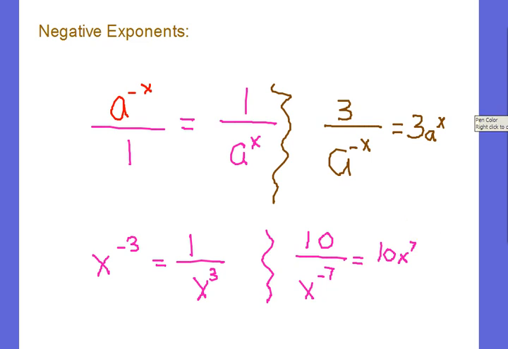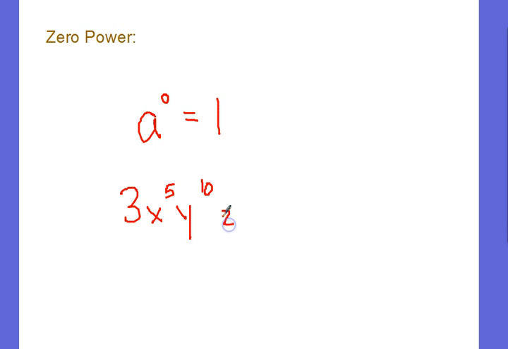Okay? And lastly, one of the probably most missed problems in all of math is anything to the 0 power. So if I have anything in the world, a to the 0 is 1. Most students will write a, or they'll write 0, or they'll write anything except 1. So anything in the world, just making it up, 3x to the 5th, y to the 10th, z to the 14th, to the 0 power. None of this makes any difference. It's 1.